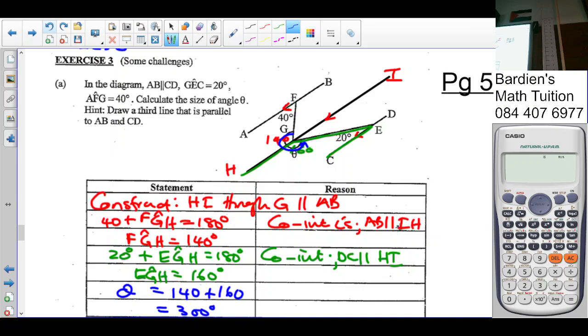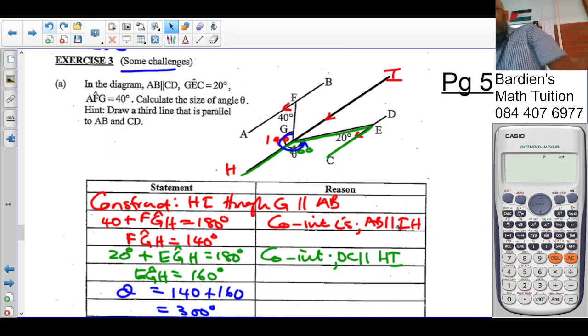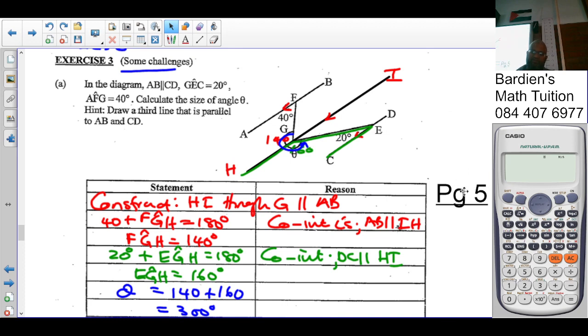That is why it's called a challenge. You'll just get maybe one sum like this, and the sum would be worth 1, 2, 3, 4, 5, 6 marks.